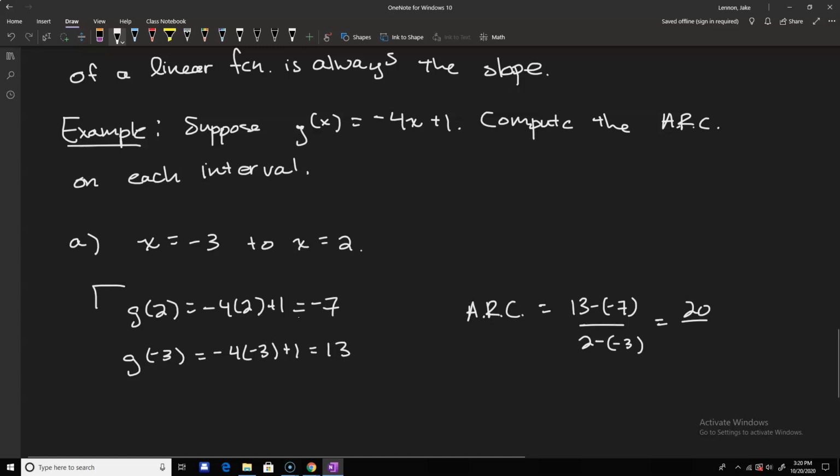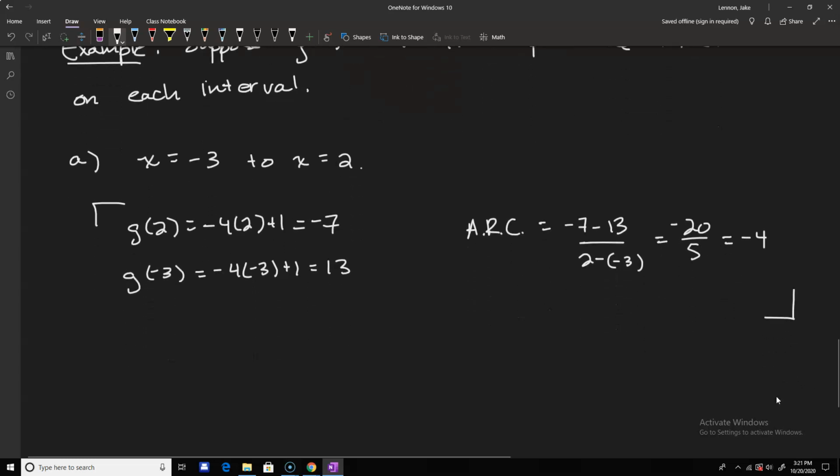Sorry, I think I got one of these backwards. It should be -7 minus 13 on top. So I reversed this. So it's -20 on top. Apologies. So we have -20 over +5, which is -4, which is exactly what our slope was. So as anticipated, our average rate of change on this interval was exactly the slope.